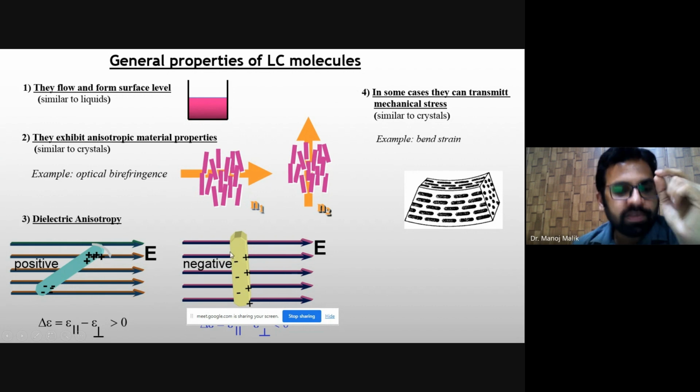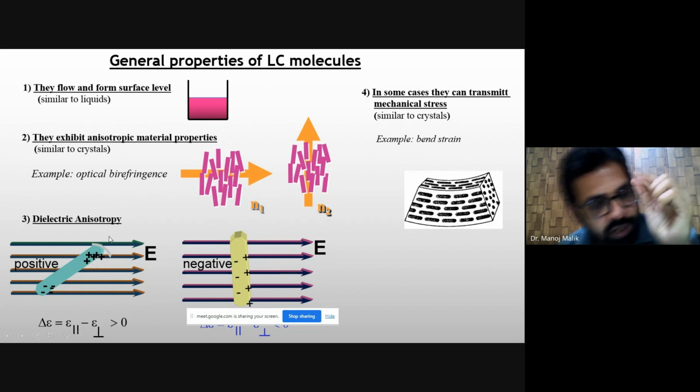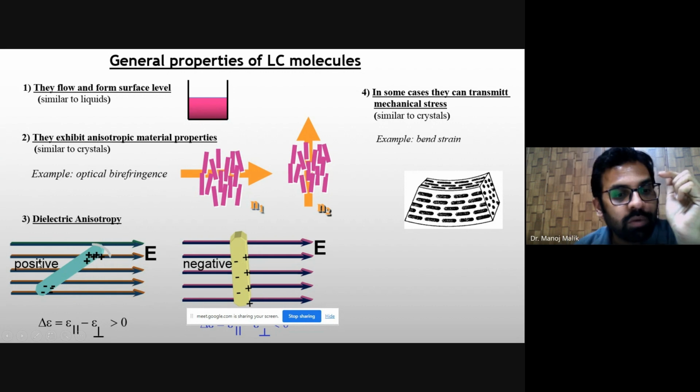Now, what is the significance of all these properties? So here comes the most important part: just by tuning the applied electric field, or having control over it, the liquid crystal molecule can be made to rotate inside a material, thereby controlling the refractive index or the velocity of the light passing through it. In other words, optically modulating the light passing through these liquid crystals just by applying an electric field.